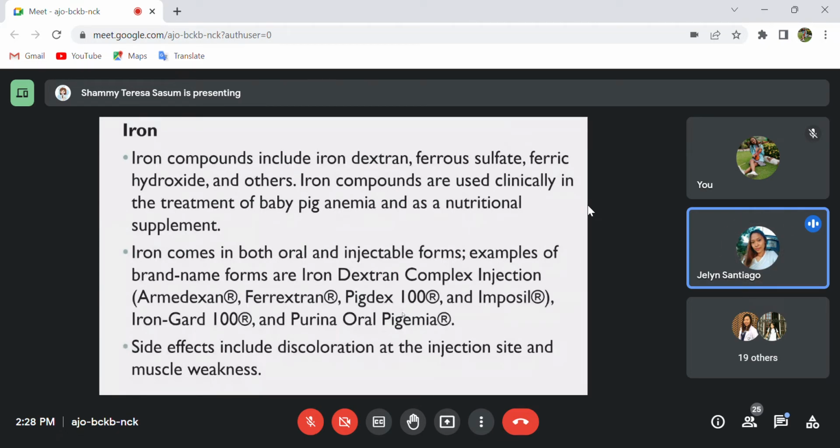Iron comes in both oral and injectable forms. Examples of brand name forms are iron dextran complex injection, Armedexan, Ferrextran, Pigdex, and Imposil, Iron Grand 100, and Purina oral. Yung mga side effects include yung discoloration at the injection site and muscle weakness.